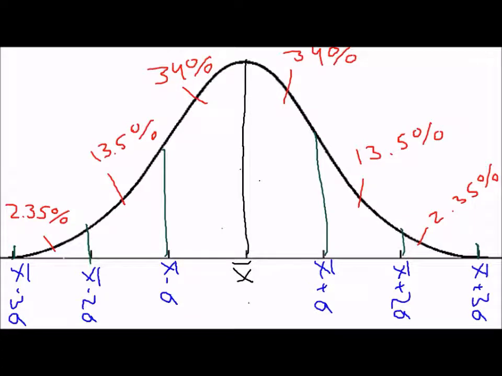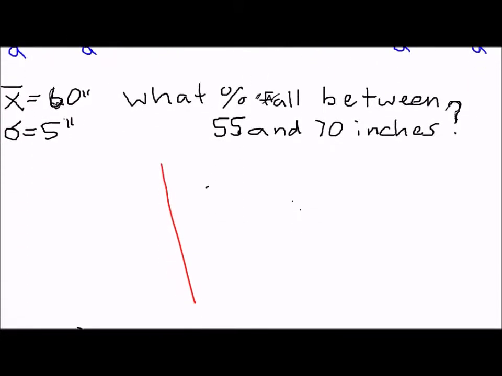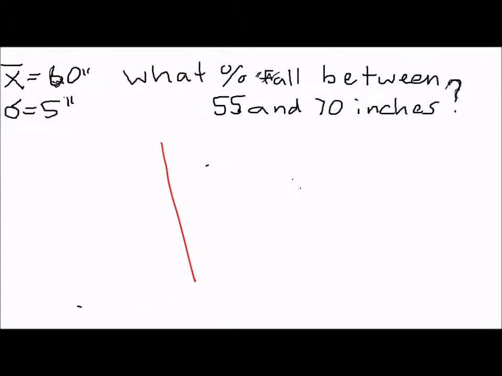Alright, now our example problem has, say there are students in a 6th grade class, and the mean average height for students is 60 inches, and then the standard deviation for height is going to be 5 inches. So what percent of the students' heights fall between 55 and 70 inches is our problem.